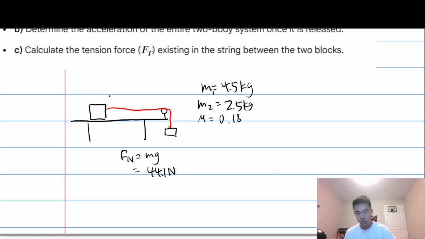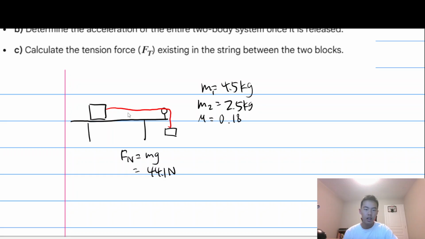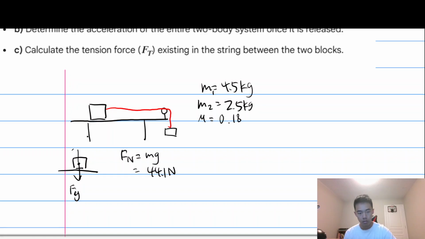44.1 newtons. Honestly, you can also draw your free body diagrams, but once you practice enough, it's not very necessary. I'll just draw it anyways. But this is of the block on the table. There's normal force. There's gravitational force. There's normal force. And there is a force of tension.